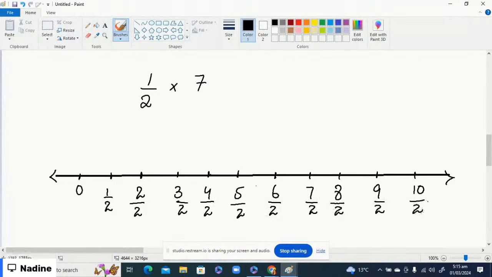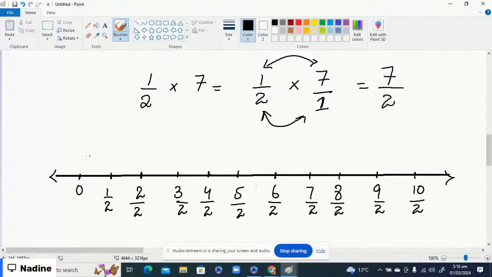All right now. And then they are saying that we are just going to find 1/2 times 7. Now 1/2 is the same, and 7 can be converted into a fraction: 7 over 1. So multiply numerators with each other and multiply denominators with each other. So 1 times 7 is 7 and 2 times 1 is 2.